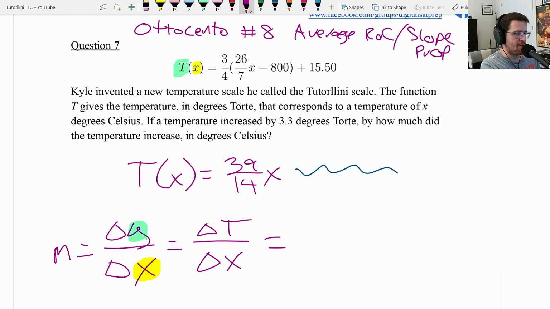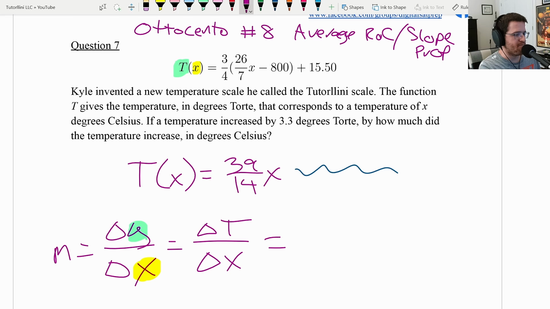All right, so now I got to read the question. Kyle invented a new temperature scale. He called the Tudor-Lini scale. The function t gives the temperature in degrees torta that correspond to the temperature of x degrees Celsius. Okay, man, dude, informative and funny. You guys should subscribe to this guy.